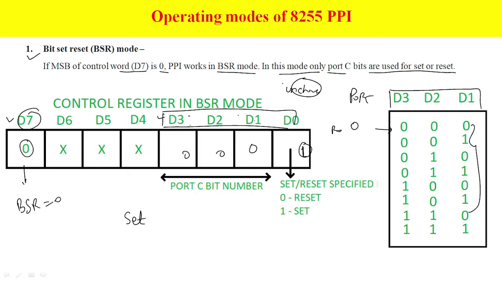If you want to set the 7th bit of port C, what should be the D1, D2, D3? It should be 1, 1, 1. And if you want to reset this bit 7, it should be 0. So easily by changing the D1, D2, D3 bits, you can choose any bit of port C for set or reset.